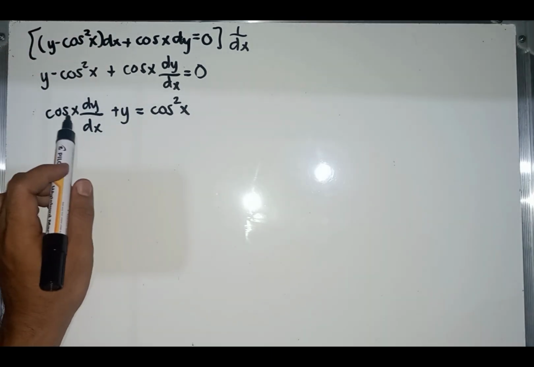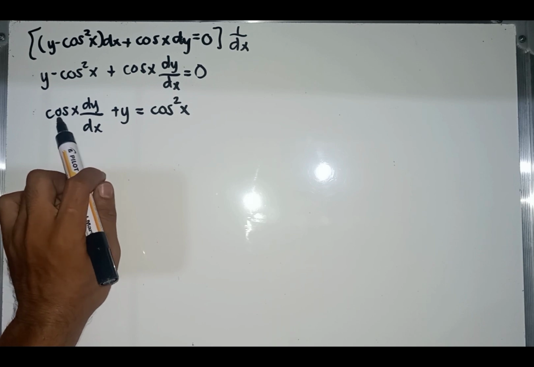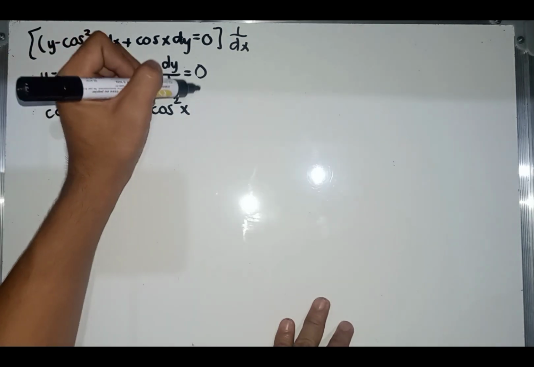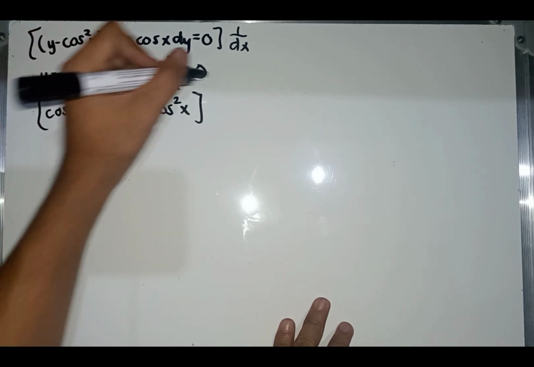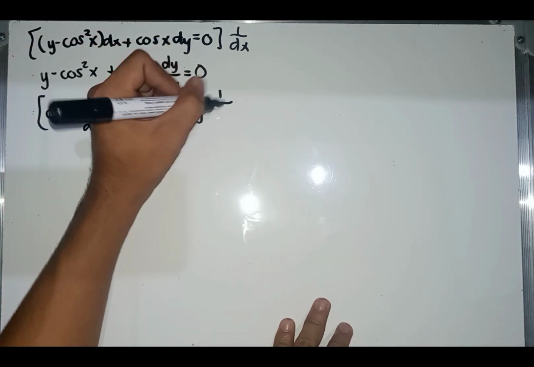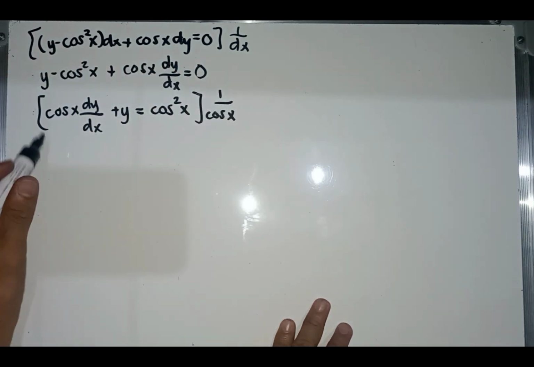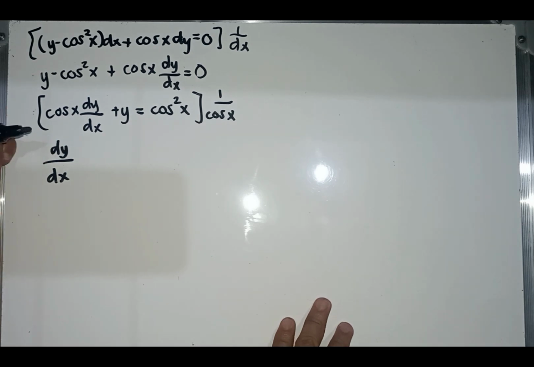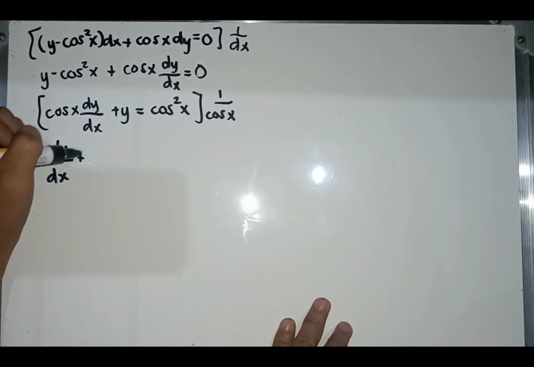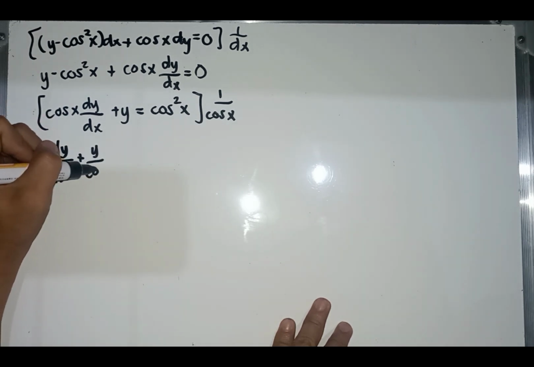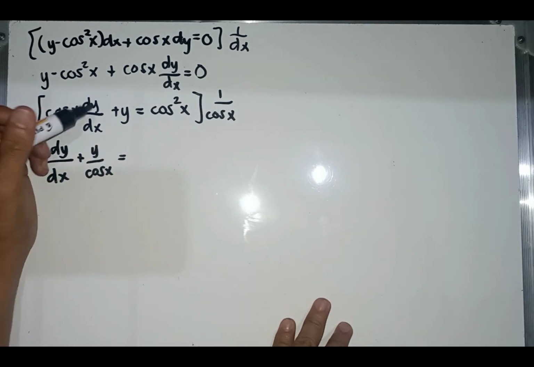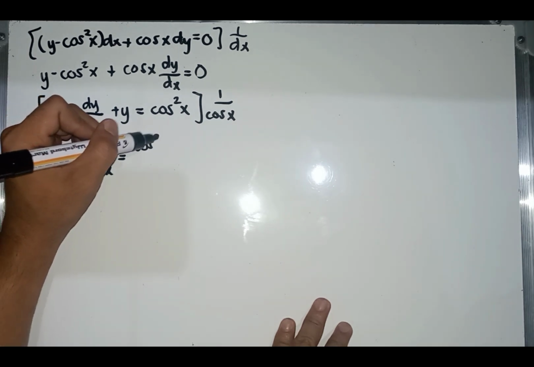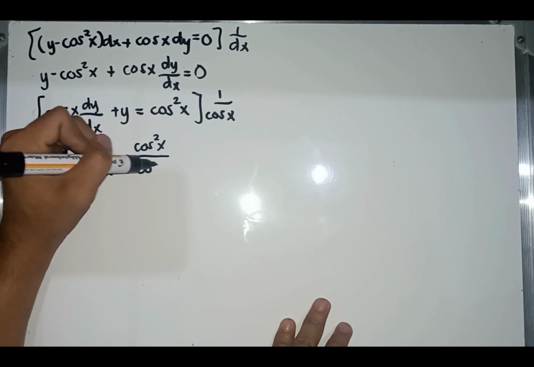So in order to eliminate this cosine of x, we're going to have to multiply both sides by 1 over cosine of x. So this is going to cancel that. This will become dy over dx, and then we have plus y over cosine of x is equal to cosine squared of x over cosine of x.